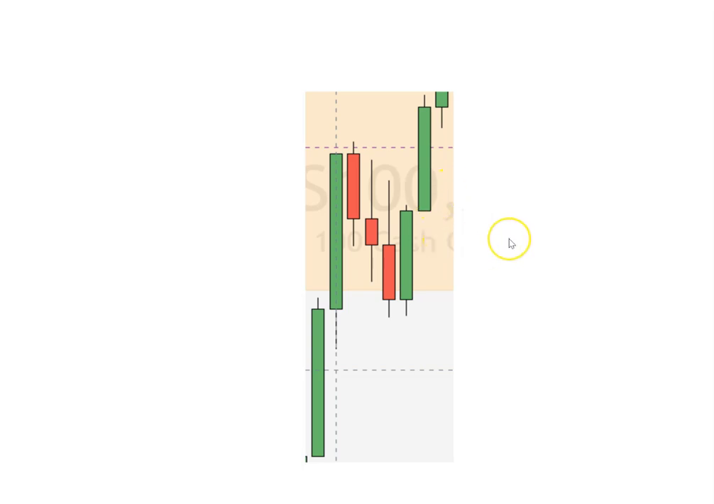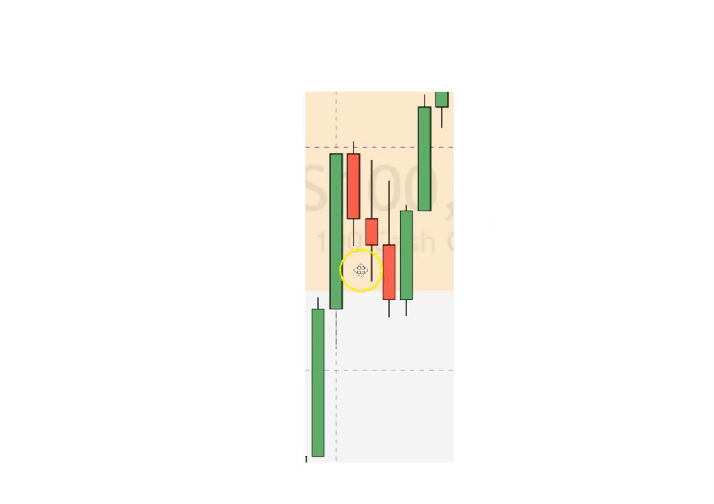The entire imbalance may have been rebalanced, but the algorithm did not need to establish an acceptance below the fair value gap before resuming its buy program. So I grade this as a type B fair value gap. It can absolutely produce a trade, but I still want to see a lower time frame confirmation.